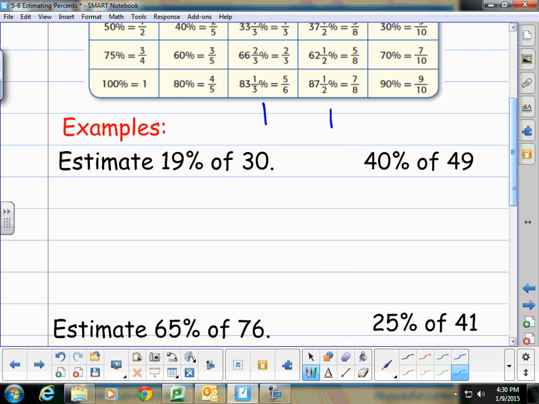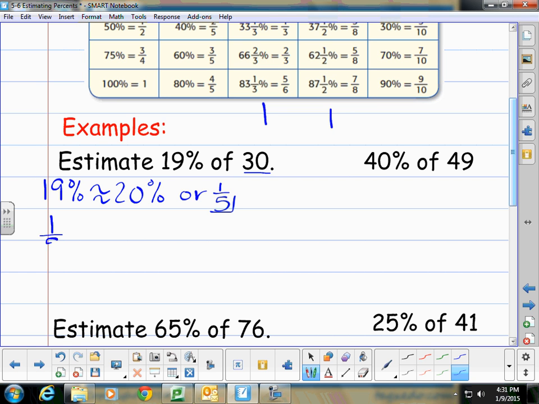So examples, if we wanted to estimate 19% of 30, well, 19, not really anybody's number that is easily divisible by much. So instead of grabbing a calculator and getting an exact answer, we're going to use estimation when we don't need an exact answer, we need about an answer. So we know that 19% is about 20%, which we know is 1/5. Okay, we know 1/5 and 20% is the same. We also know that 5 and 30 are very compatible numbers. So we can use that instead.